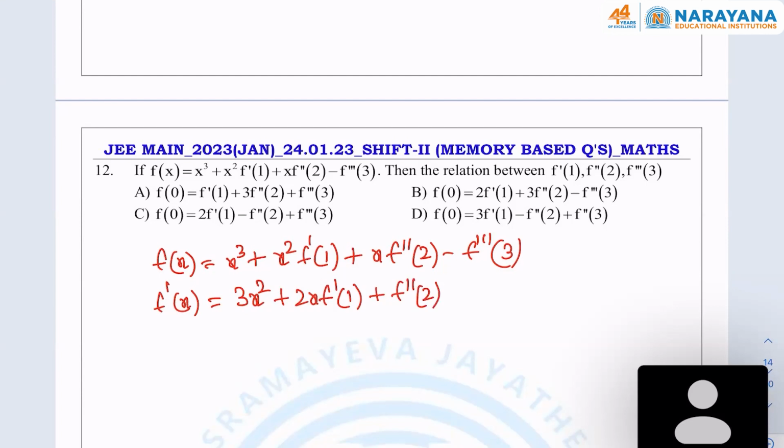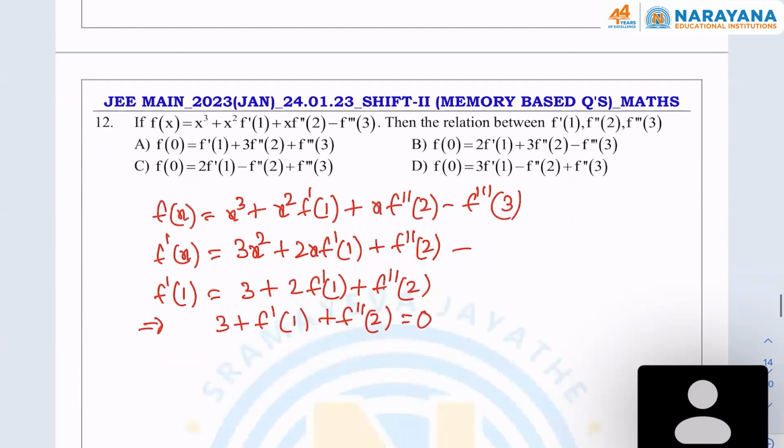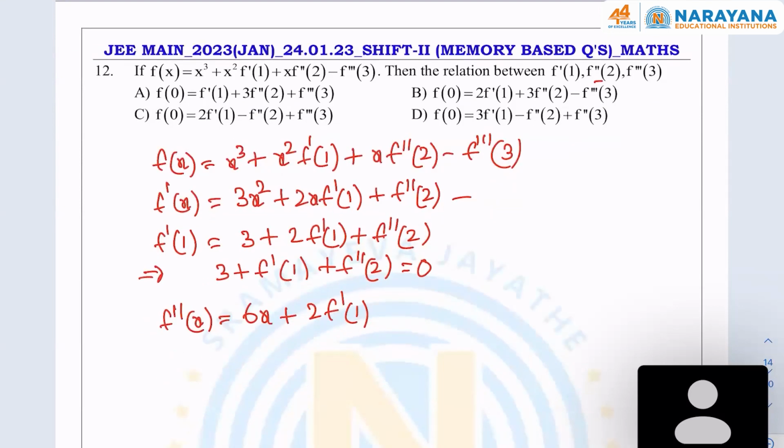Then here I can substitute 1. f dash 1 is equal to 3 plus 2 into f dash 1 plus f double dash 2. So here what we are getting, 3 plus f dash 1 plus f double dash 2 is equal to 0. Again I will differentiate this equation. f double dash x is equal to 6x plus 2 into f dash 1. They're asking for f double dash 2, so I will put x is equal to 2. So f double dash 2 is equal to 12 plus 2 into f dash 1. So this is equation 1, this is equation 2.